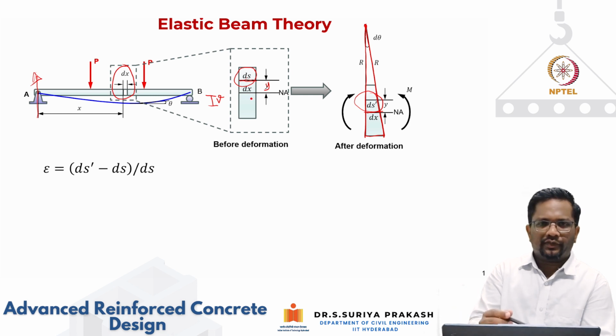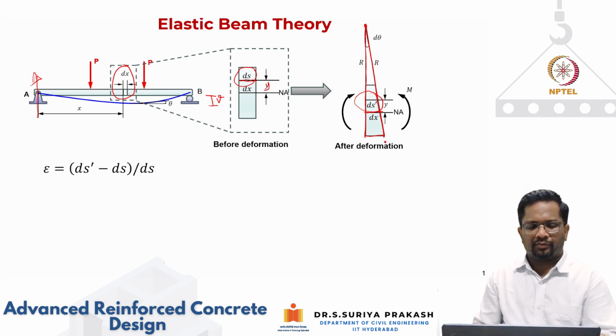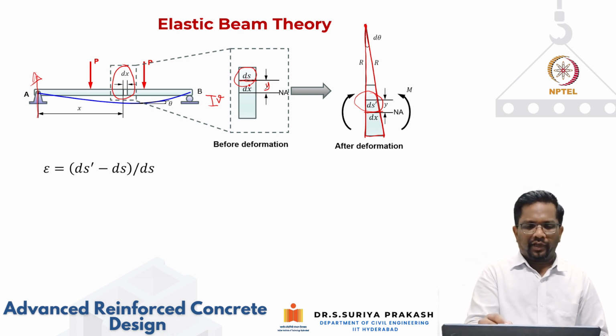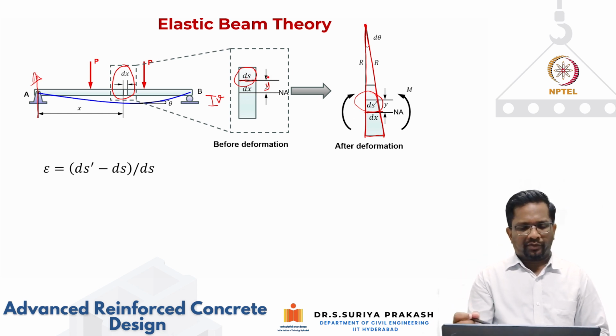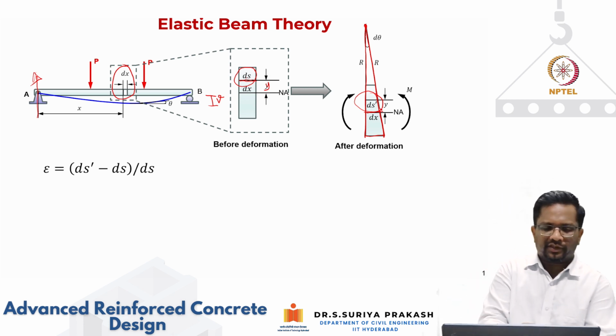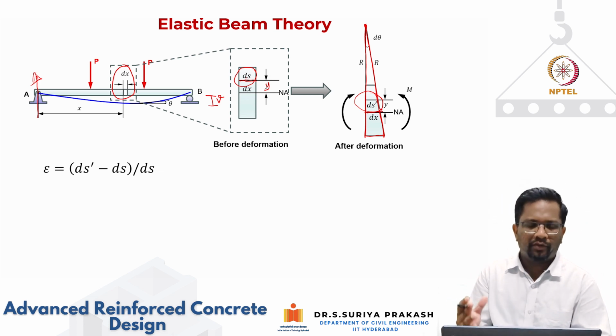At the neutral axis we know that there is not going to be any change in length, so dx will remain as it is before deformation and after deformation. Now if I want to calculate the strain in the fiber at a distance y from the neutral axis, ds has become ds prime.